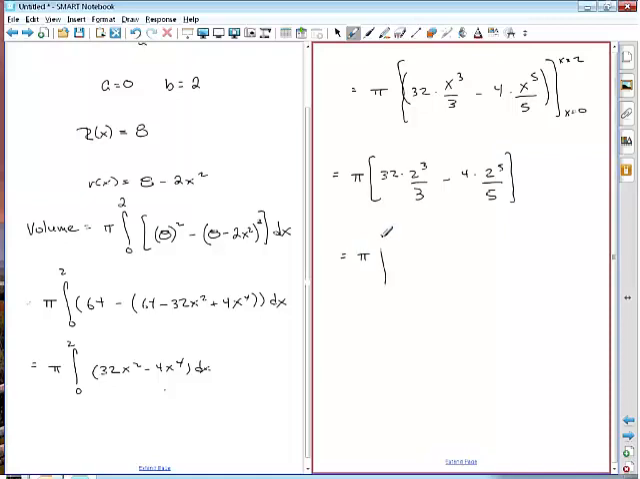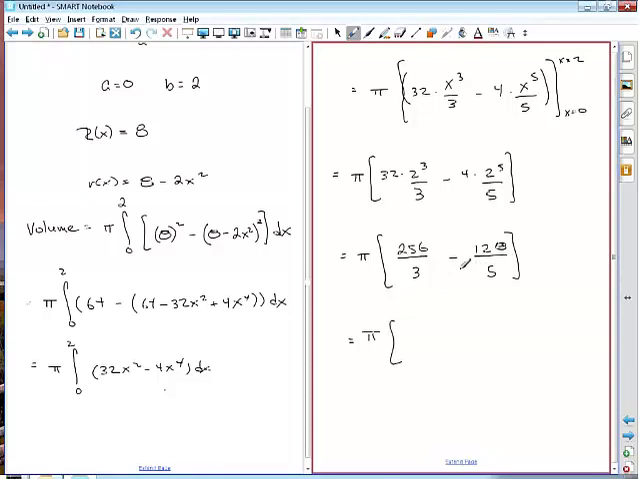So let's just multiply all this stuff out. 2 cubed is 8. So 32 times 8 is 256. So we have 256 over 3 minus 2 to the fifth is 32, so we have 32 times 4, which is 128. And we find the common denominator 15. So we're going to multiply this by 5 in the numerator and the denominator, and this one by 3.